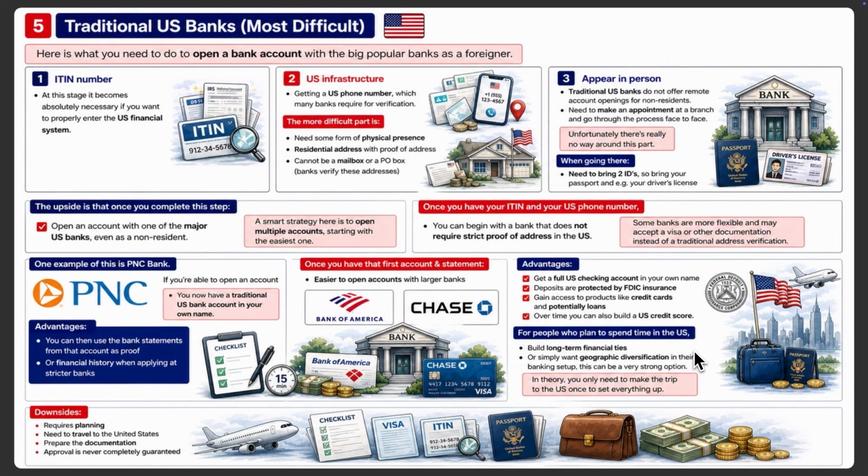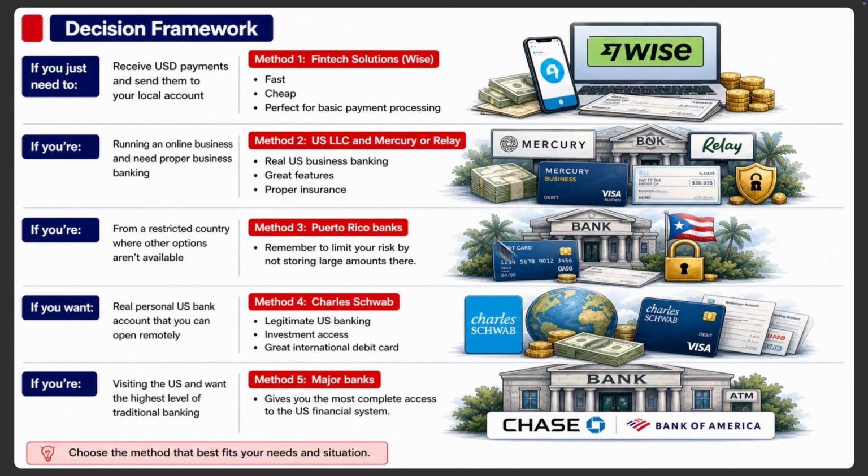For people who plan to visit the US often, do business there, or build long-term financial ties, this can be extremely valuable. The downside is that it takes planning. You need to travel to the US, prepare documents, and accept that approval is not guaranteed. This method makes the most sense if you are already planning a US trip or if your business and income justify the effort. So, which option should you choose?